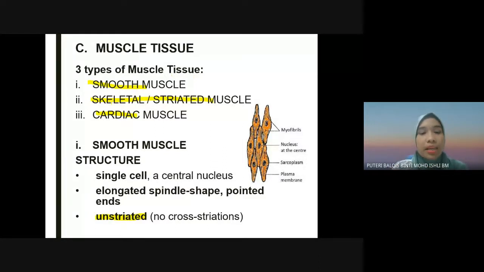Okay, and it is single cell with a central nucleus. Nucleus dia duduk dekat tengah. Nucleus is at the center. Elongated spindle shape, pointed end. So dia memanjang. And dia ada pointed end. Ujung dia ada tajam-tajam sikit. Dia meruncing. Okay, meruncing.